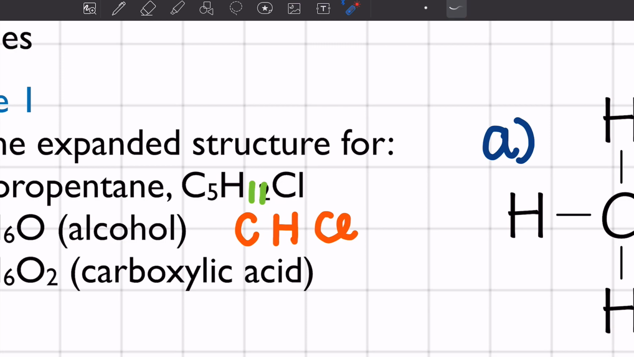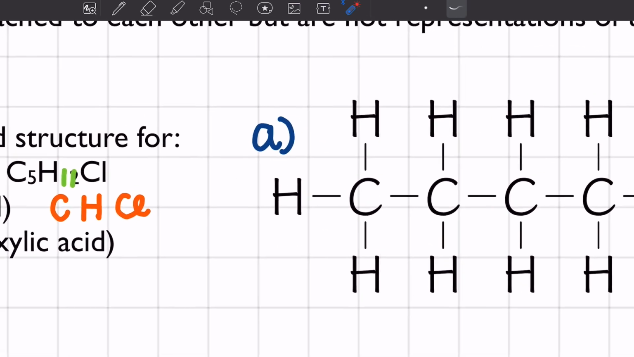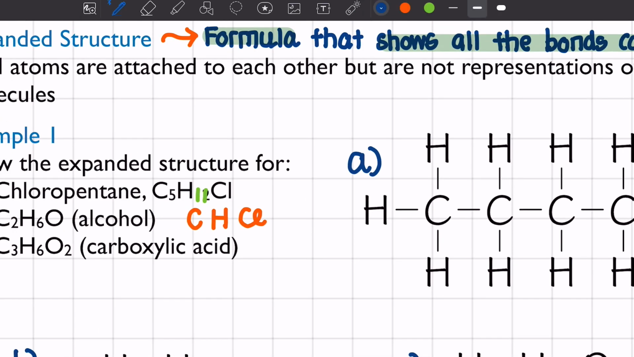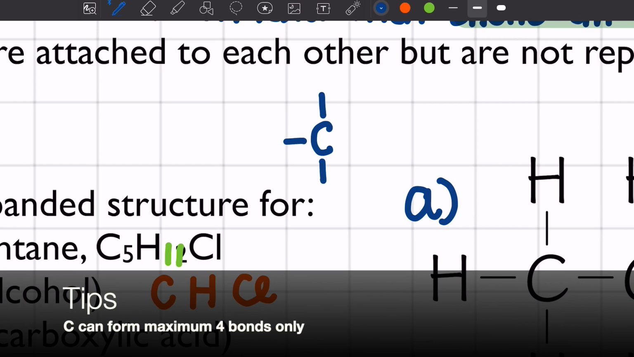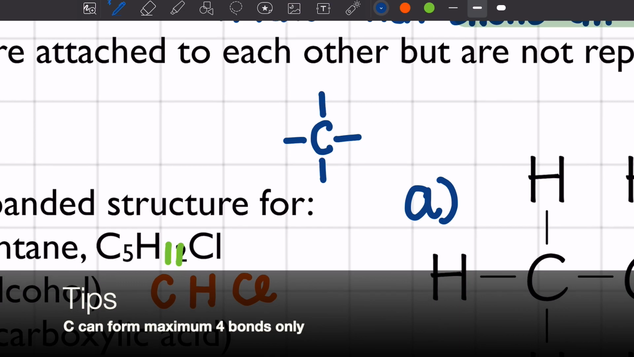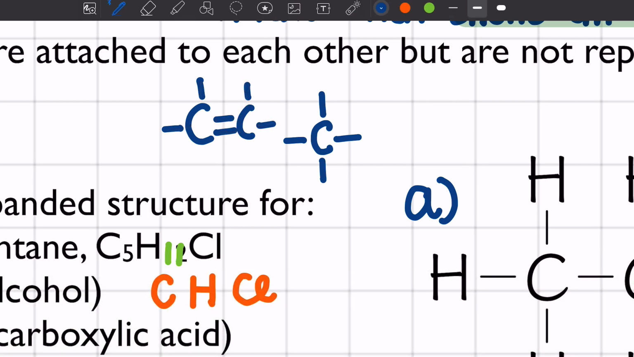Okay guys, so cara kita nak melukis expanded structure adalah, first thing is, before we start, you kena faham carbon can only form maximum 4 bond. Okay, 1, 2, 3, 4. So, kalau dia ada double bond sekalipun, still maximum bond dia boleh buat adalah 4. So, each carbon can only form maximum 4 bond. So, yang itu yang awak kena pegang, kena faham.